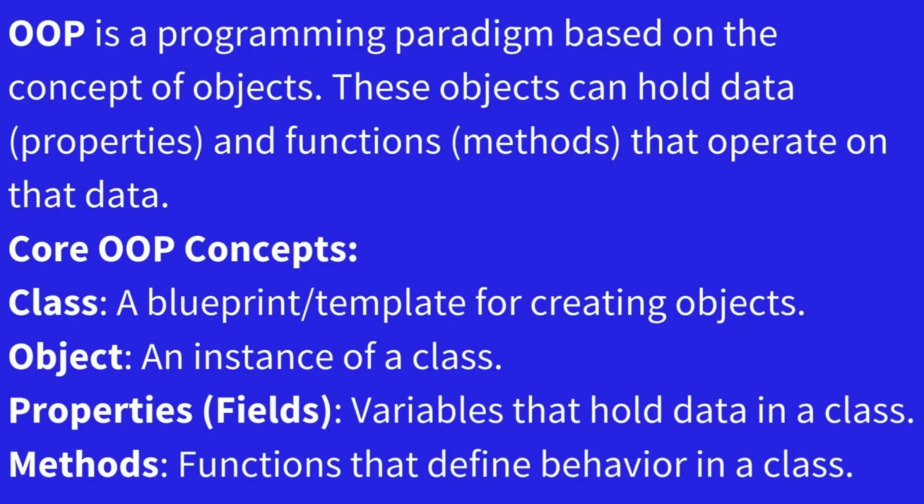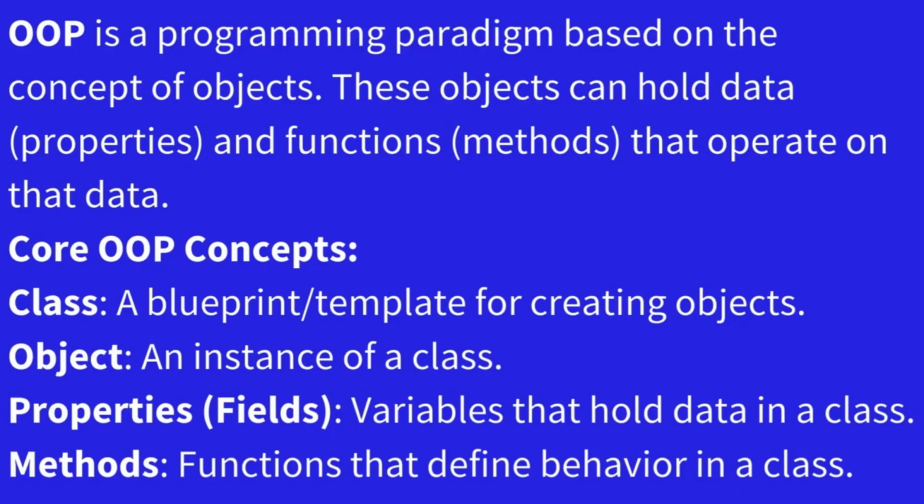A class acts as a blueprint or template for creating objects. It defines what properties and behaviors an object will have. An object is a real-world instance of a class. Each object has its own unique values for the properties defined in the class.